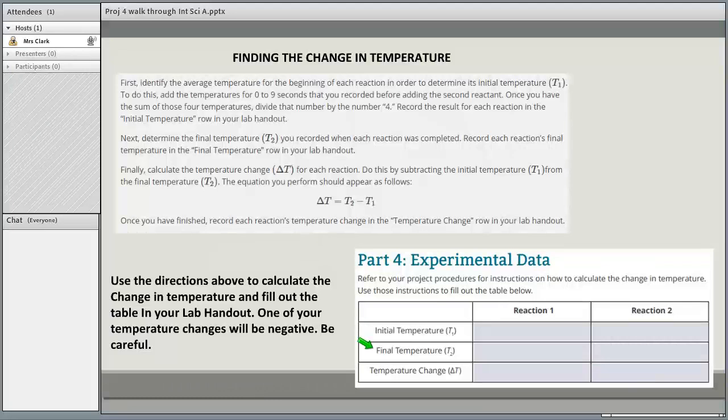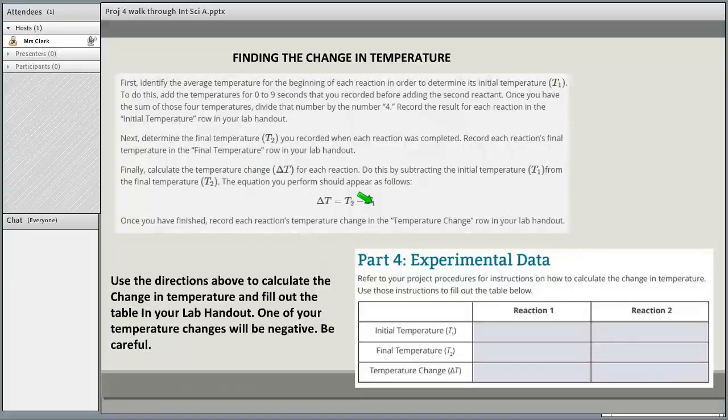And then you give the final temperature. That's the last point at which the temperature changed. So you may need to leave the temperature sit for a while to make sure it changes or stops changing. And then you're going to subtract the initial temperature from the final temperature. So here's your little formula. T2 is final, T1 is initial. You're going to subtract your initial temperature from your final temperature.